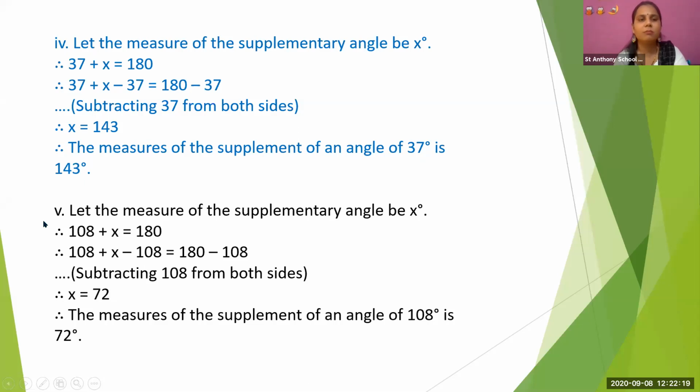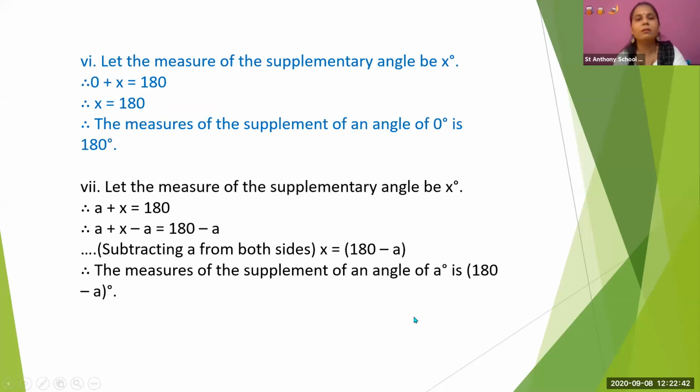Same, the next question is: let the measure of the supplementary angle be x. 108 plus x is equal to 180 degree. So to find x, we don't want this 108 with x. So we will shift this 108 to this side. 180 minus 108 is equal to 72. So therefore, the measure of the supplementary angle is 72 degree.